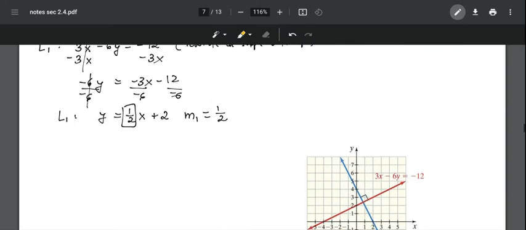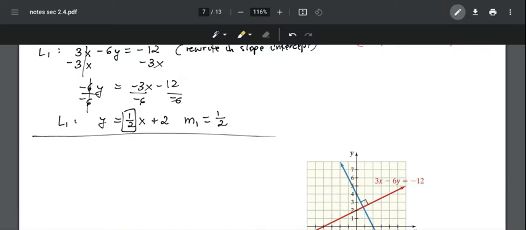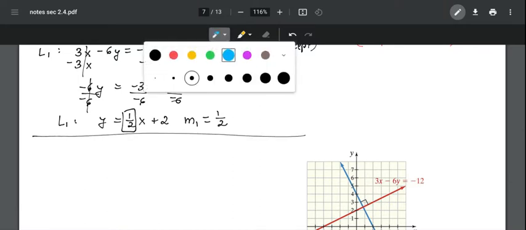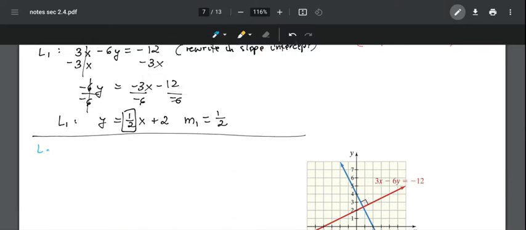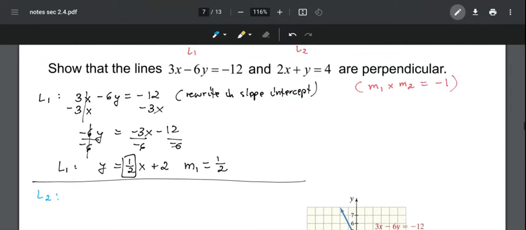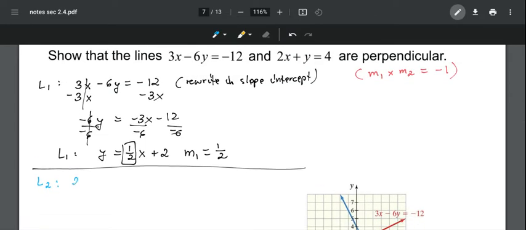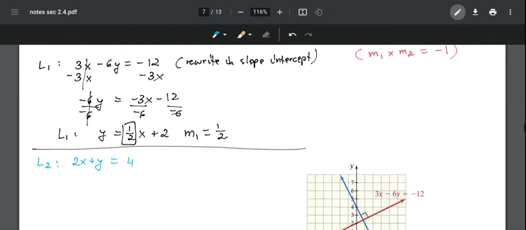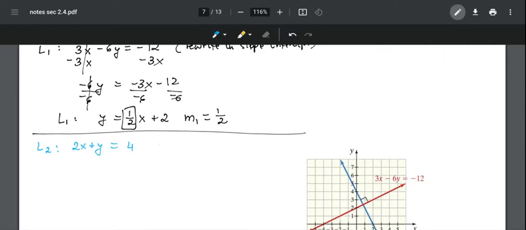I will do exactly the same work with line 2. So line 2 has an equation of 2x plus y equals 4. So I need to find the slope of line 2. I'm going to rewrite it in slope-intercept form.